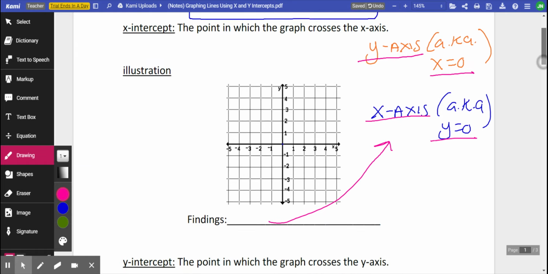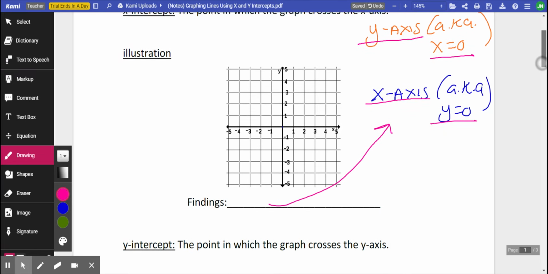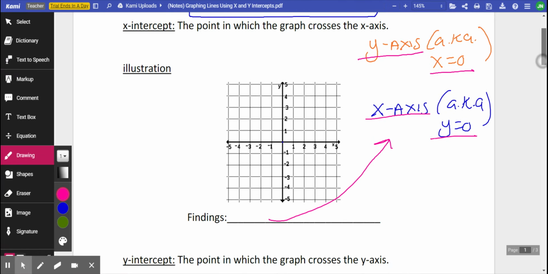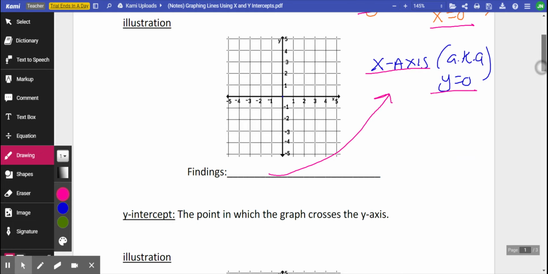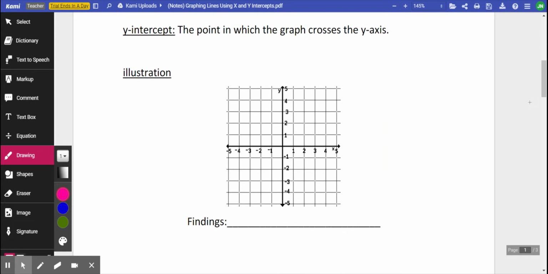Similarly, this applies for the x and y intercepts. So the intercepts are where it crosses the x or the y-axis. So the point in which the graph crosses the y-axis, this is an example of an illustration. Let's say you want to find the x-intercept of a random line.